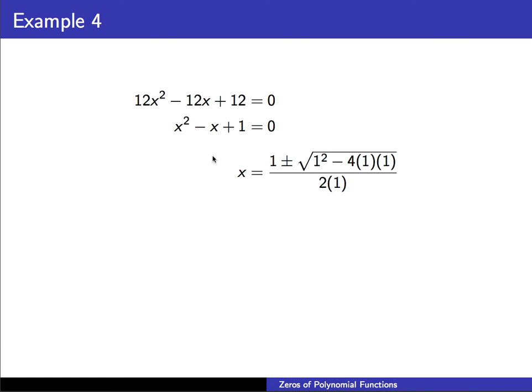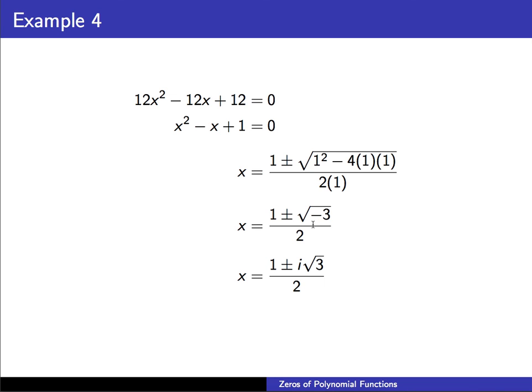And then applying the quadratic formula to this, we get 1 plus or minus the square root of negative 1 squared, but I always ignore the negative. 1 squared minus 4 times a times c, so 4 times 1 times 1, all over 2 times a, or 2 times 1. And we get 1 plus or minus the square root of negative 3 over 2. Keep in mind that the square root of negative 3 is an imaginary number. It's equal to i times the square root of 3. So we have 1 plus or minus i times the square root of 3 over 2.